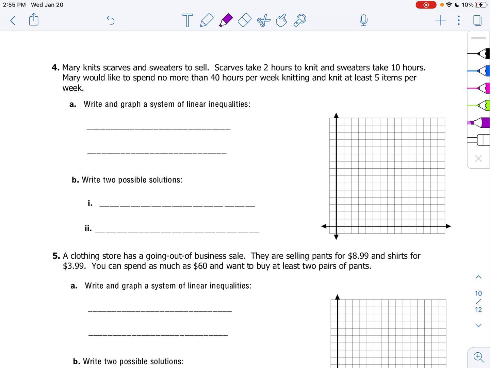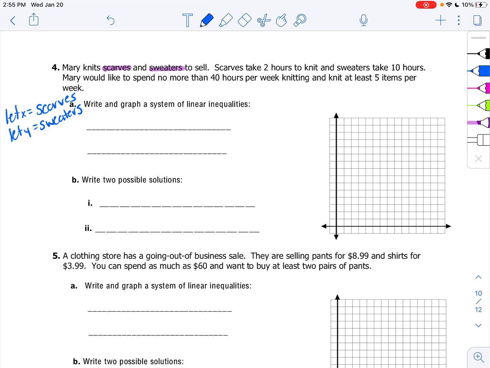So number 4 says that Mary knits scarves and sweaters to sell. Scarves take 2 hours to knit and sweaters take 10 hours. Mary would like to spend no more than 40 hours per week knitting and knit at least 5 items per week. So in this problem, our topic is scarves and sweaters. So we're going to let X equal our scarves and let Y equal our sweaters. And we're going to use the rest of the problem to write our inequalities.